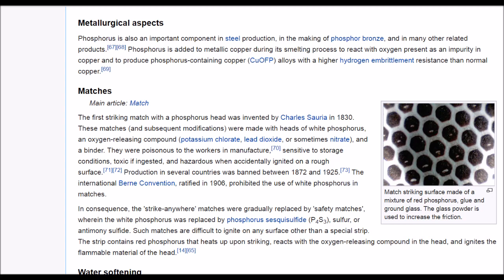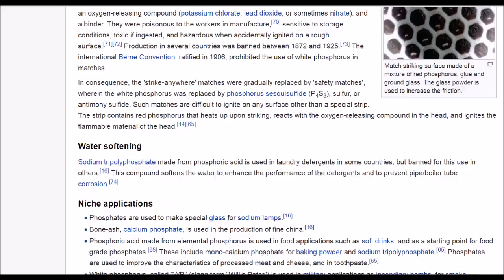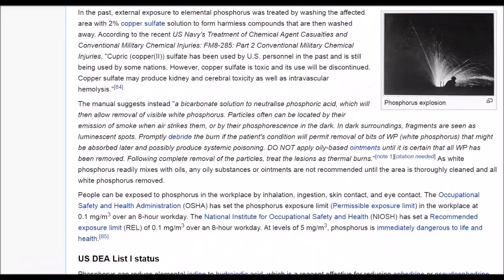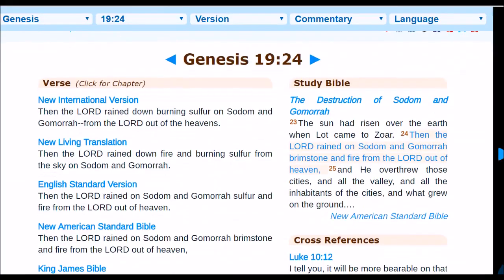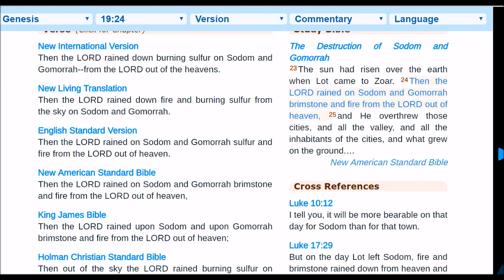This is a match striking surface made of mixing of red phosphorus, glue, and ground glass. There's your matrix. Then the Lord rained down on Sodom and Gomorrah brimstone and fire from the Lord out of heaven. And he overthrew these cities and all the valley and all the inhabitants of the cities.